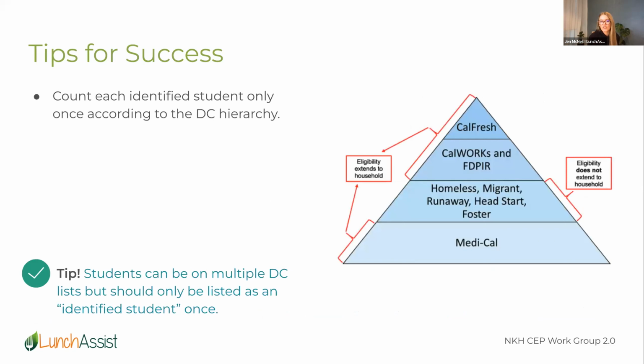Okay, so moving on, make sure that you only count each identified student only once and according to this direct certification hierarchy. So you're probably aware maybe that the students can show up on more than one direct certification list with more than one eligibility listed. So they could be directly certified as homeless, and then later in the year, they can show up in CalPads as directly certified under S for the SNAP, also known as CalFresh program. So this is extremely common, and you want to have a process in place for removing duplicates and making sure that you count them according to the hierarchy that you see here on the screen.